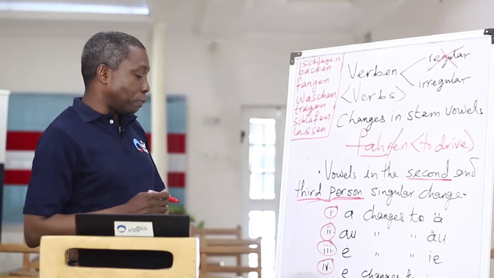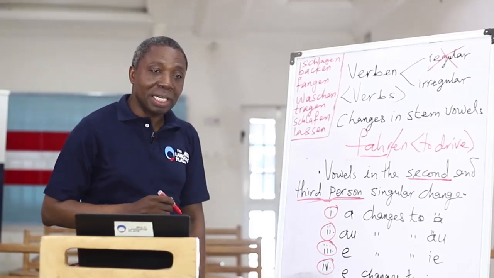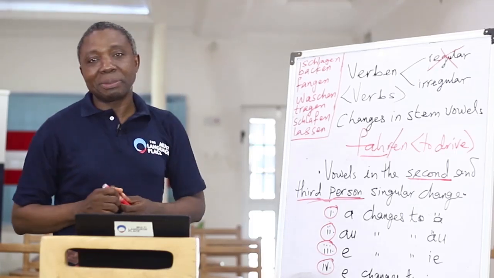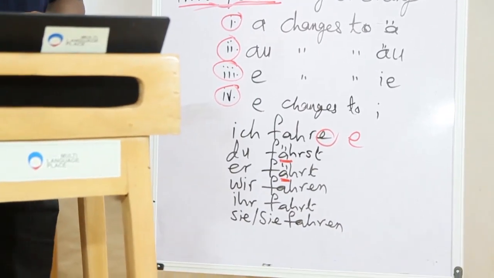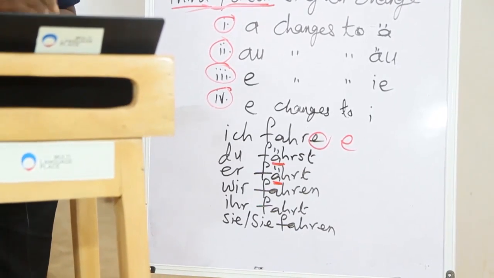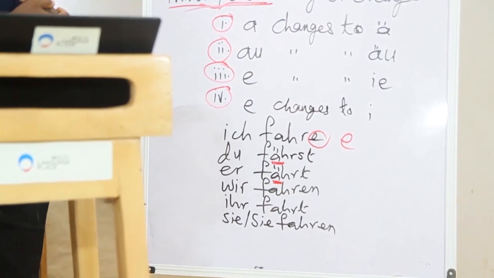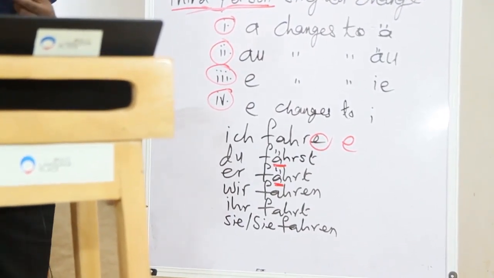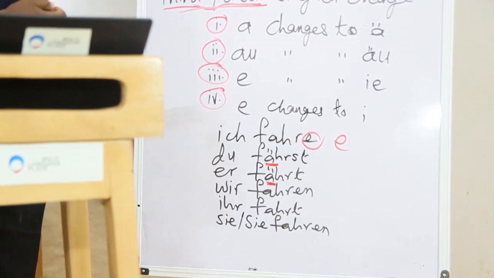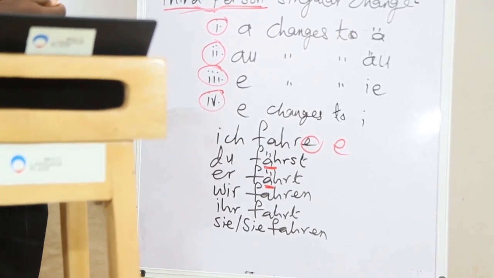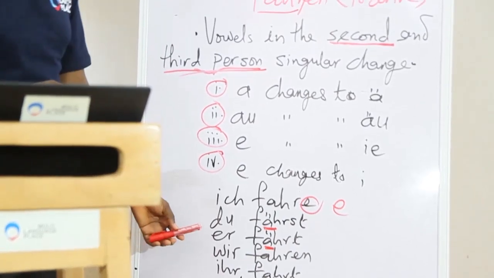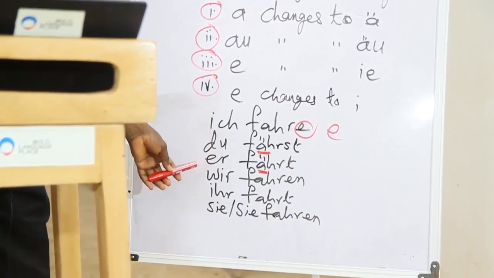So we'll go back to the verb again. Please note it very well. I'm going to pronounce it now. You pronounce after me. Ich fahre, du fährst, er fährt, wir fahren, ihr fahrt, sie fahren.